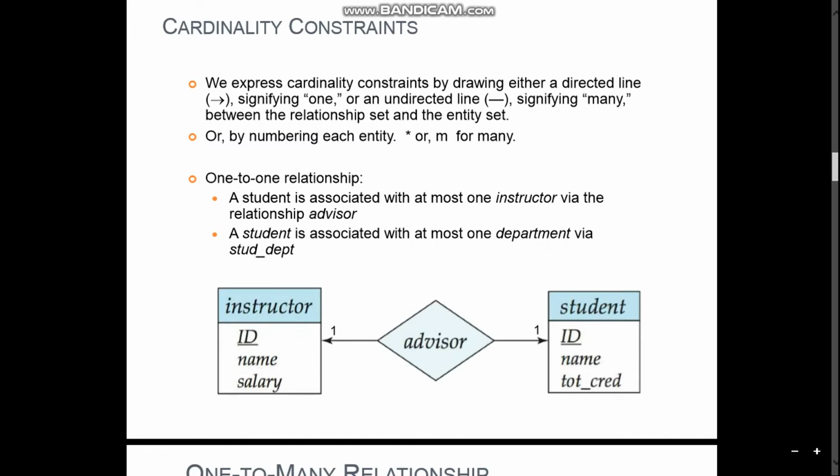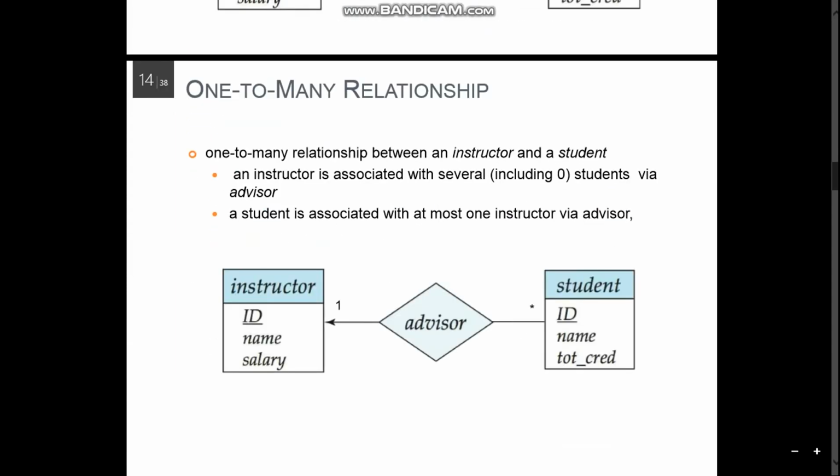One-to-one relationship: here you can see an example that an instructor is an advisor for the student. So this relationship is one-to-one. One student has one instructor, and one instructor advises one student at one time. So this is a one-to-one relationship.